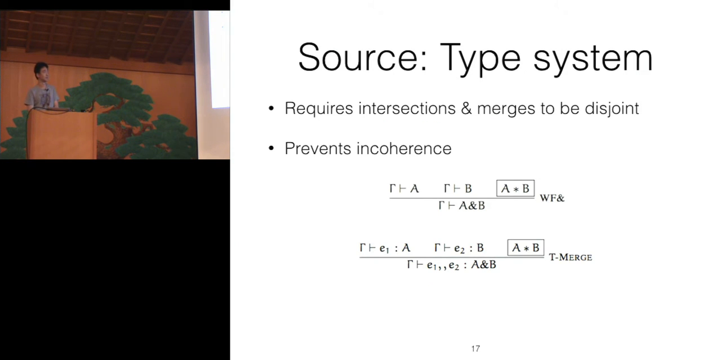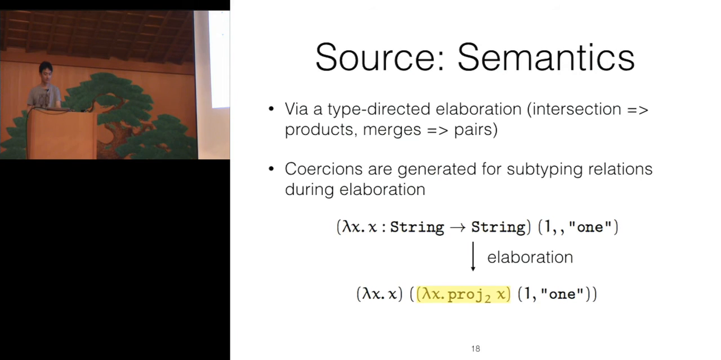And for the type system, we require the intersections and merges to be disjoint. That's why it is called disjoint intersection types. And we add the disjointness constraint in the well-formedness of the intersection types, as well as the formation rule for the merges. And the semantics is defined via a type-directed translation so that intersections will be removed and become products, and merges become pairs.